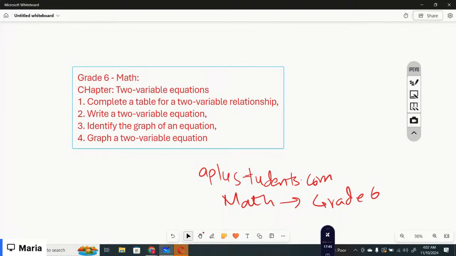There you can find a list of the chapters. We're going to start with chapter 2, variable equations. The lessons we're going to cover today are complete a table for a two variable relationship, write a two variable equation, identify the graph of an equation, graph a two variable equation. So please make sure you have your notebook and pencil so that you can note down the important examples and definitions as well.